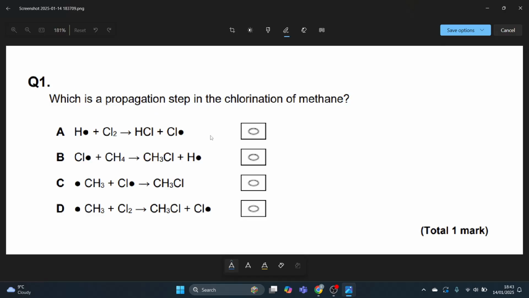Question 1: which is the propagation step in chlorination of methane? Now that's a termination. That's not it. Okay, so now left with A, B, and C. Definitely not A. Where would you get the hydrogen free radical from? And now I'm left with C and D. Well, how would I get a hydrogen free radical? I just don't get it. The answer is D.